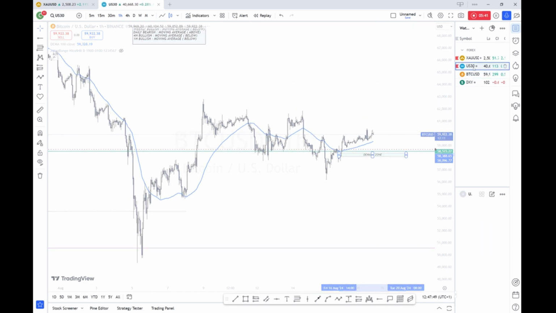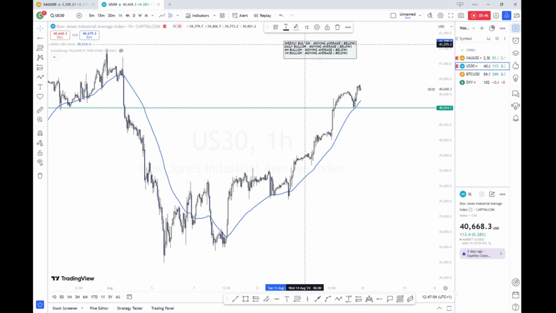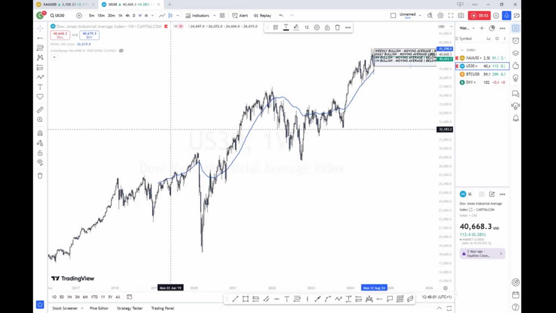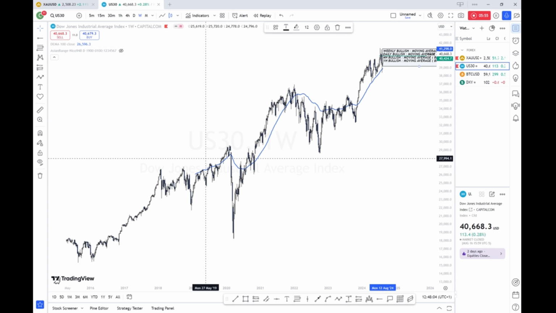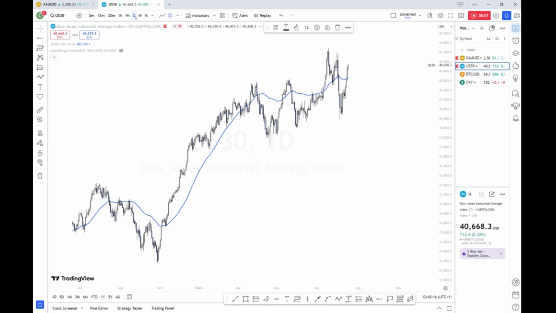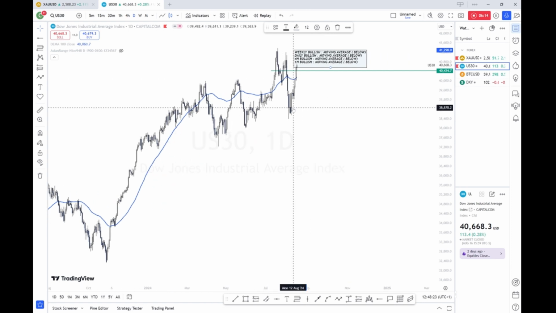So let me go over to US 30. Weekly bullish, daily bullish. In fact, everything is just bullish. Like weekly, we are having a massive push to the upside. This is a crazy buy. This is crazy price action. The volume for buyers is very massive, and my moving average is below. Daily, same likewise. My moving average is below.